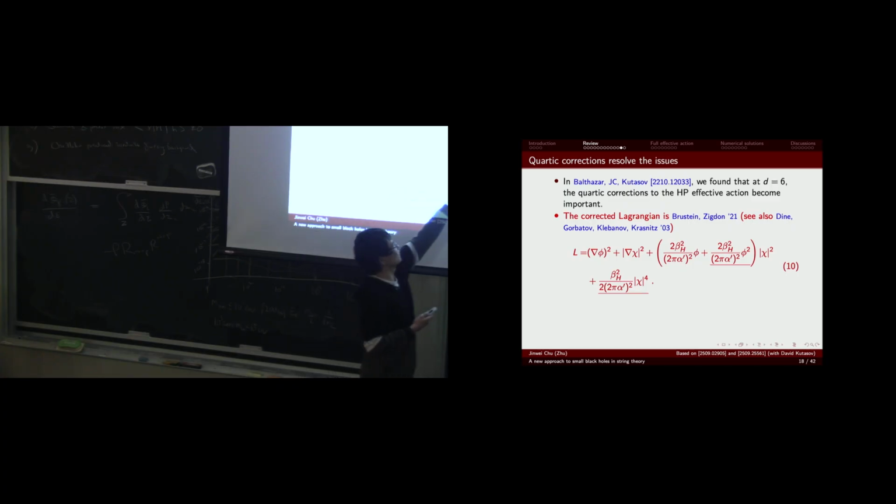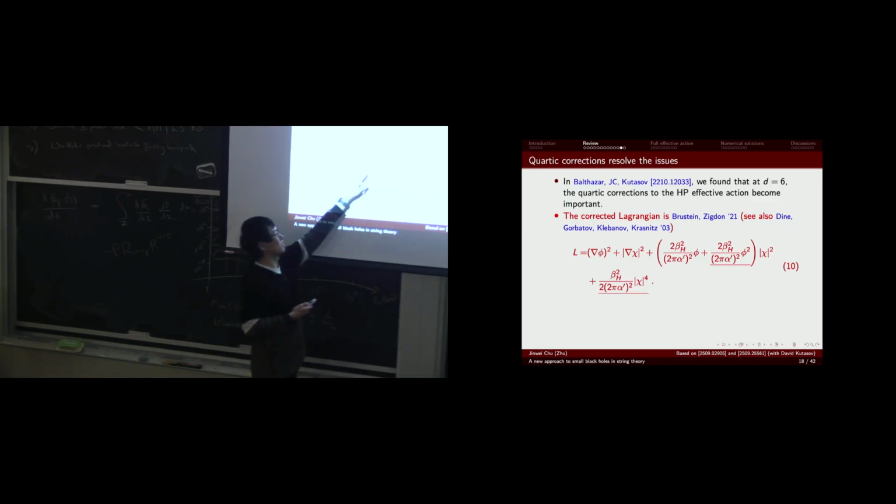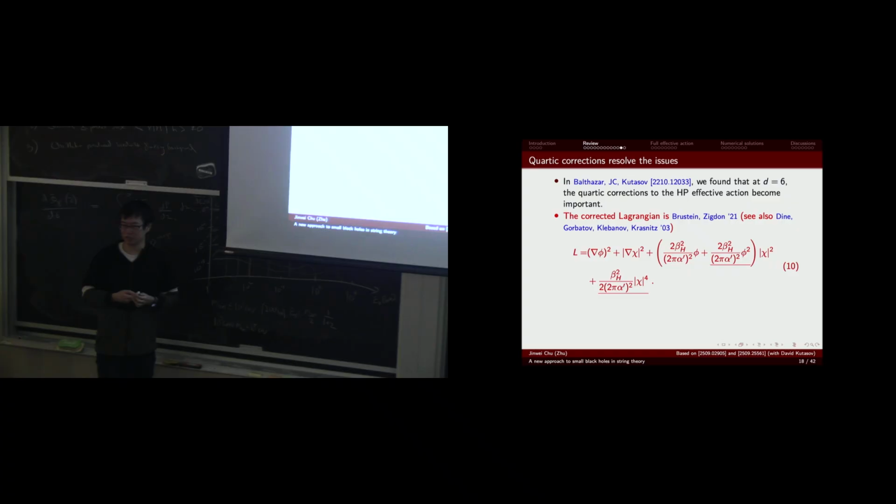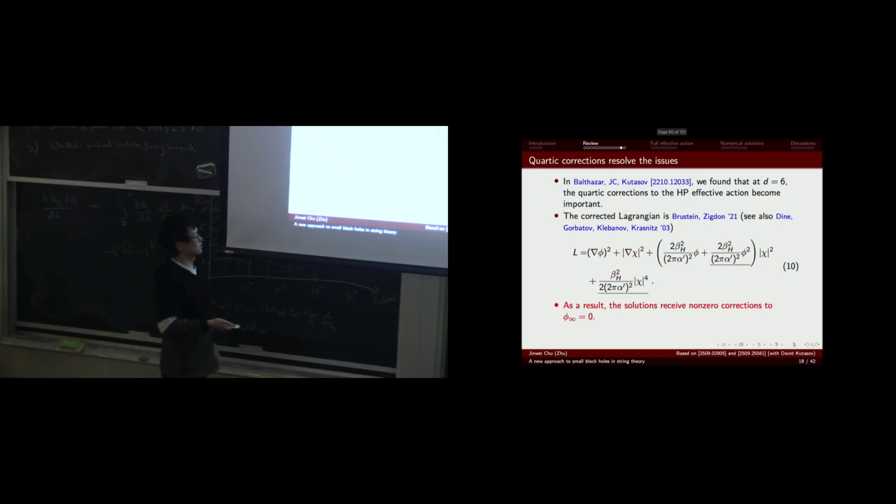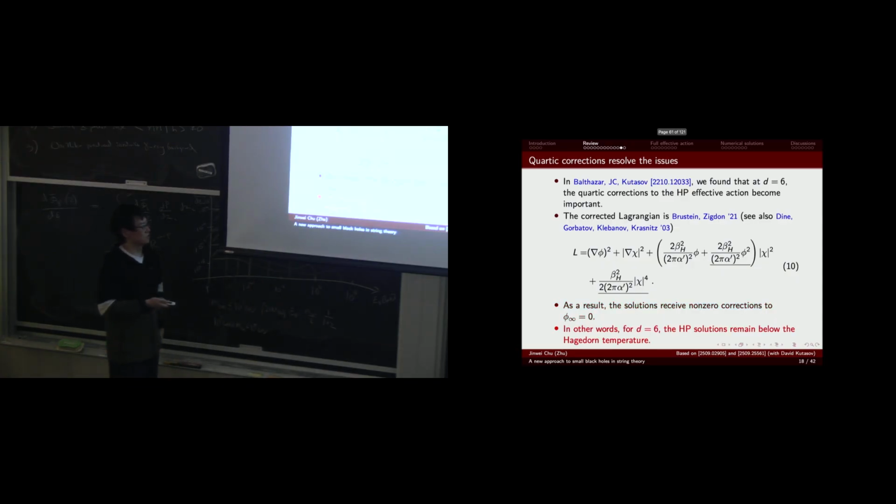One is phi squared chi squared, and the other is chi to the 4. They are both quadratic terms, and the effect of them is that they bring some non-zero corrections to the previously vanishing phi infinity. So that's good news, because now we know that at least when d is equal to 6, the Horowitz-Polchinski solutions remain below the Hagedorn temperature, because phi infinity is no longer 0. It's actually positive for all solutions.